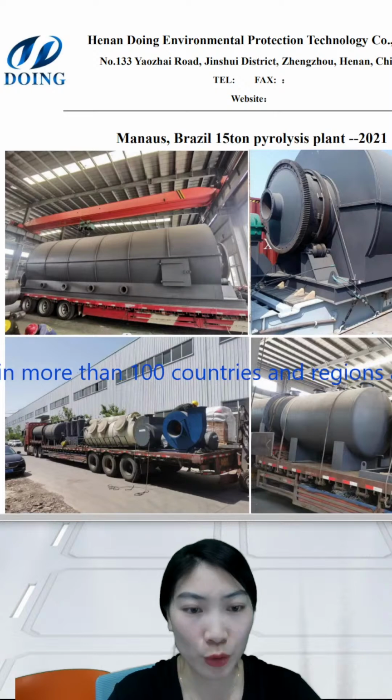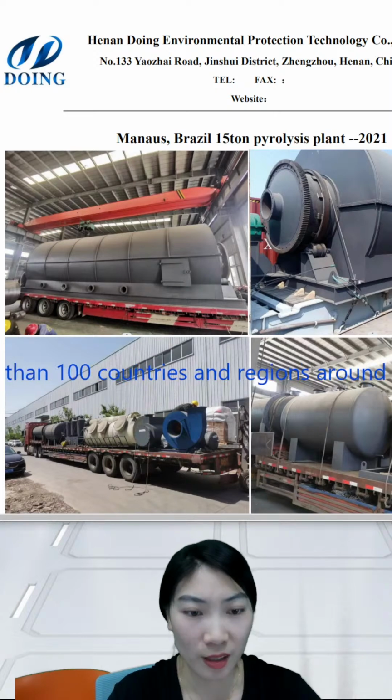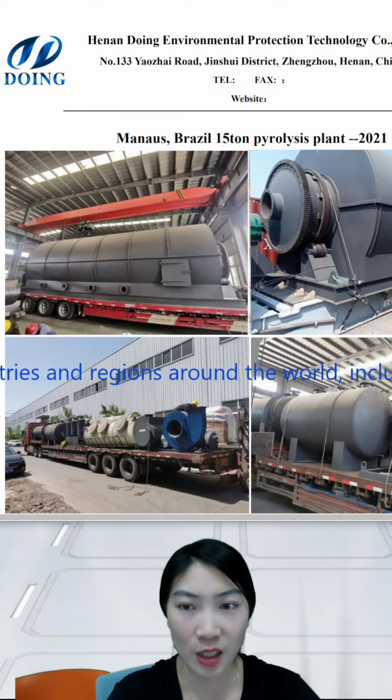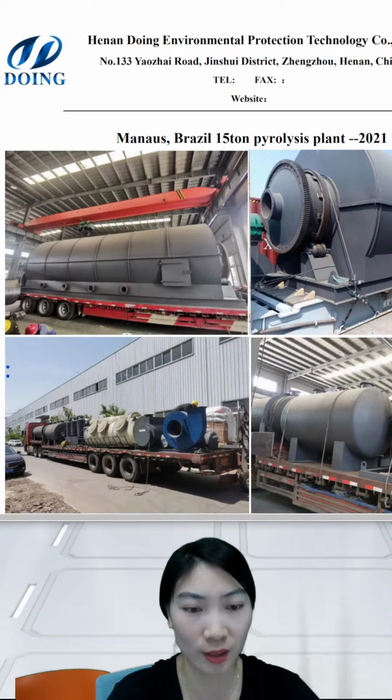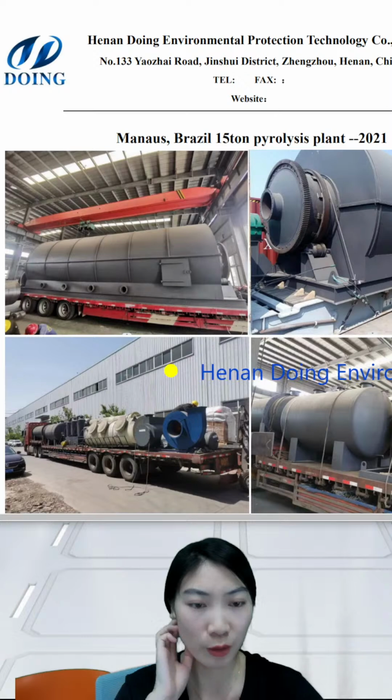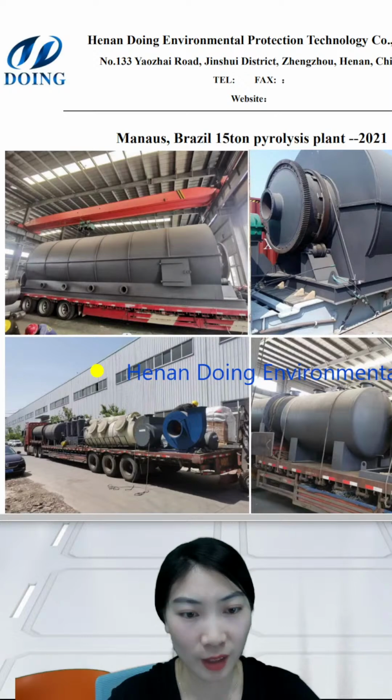Then we just regard 1 month as shipping time. When you receive the machines, there's about 1 month for installation, commissioning, and training your local workers at your site. After you feel no problem, then our engineer will come back. Then you will start operation.